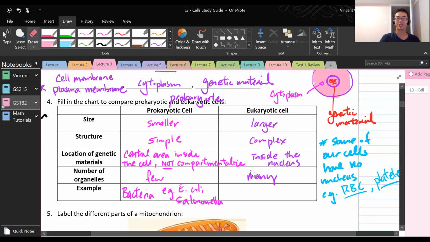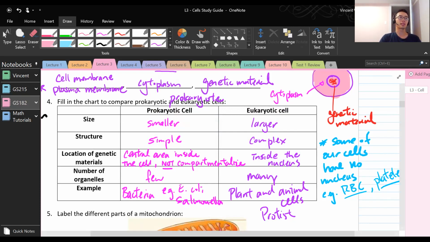Continuing, the eukaryotic cells, examples would be plant and animal cells. And the paramecium that Megan mentioned earlier would be an example of a eukaryotic cell as well. They belong to a group of organisms called the protists. Do you know that there are 5 kingdoms of organisms? There are the plants, the animals, the protists, and then the fungus, as well as the Monera, we call them.